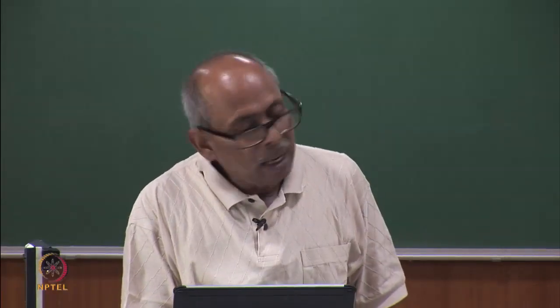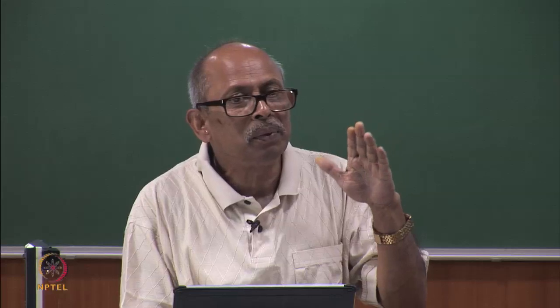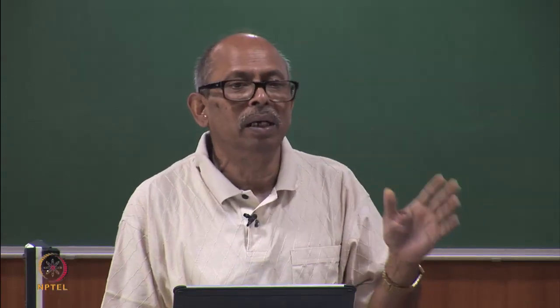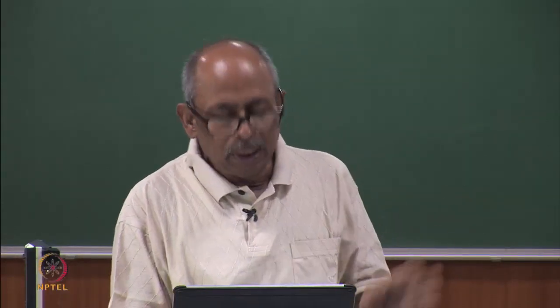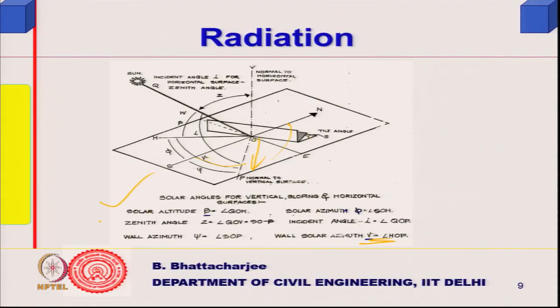But if it is an inclined surface, then I have something called tilt angle. Tilt angle is the angle that the surface makes with the horizontal, right. So, that is how we define a surface. So, these are solar altitude. Okay. Zenith angle is 90 degrees minus the altitude angle of the sun.